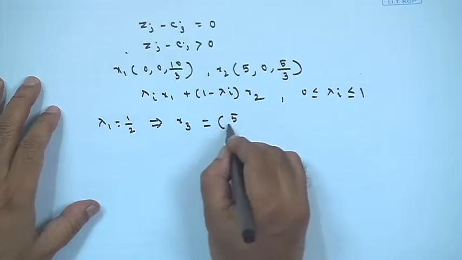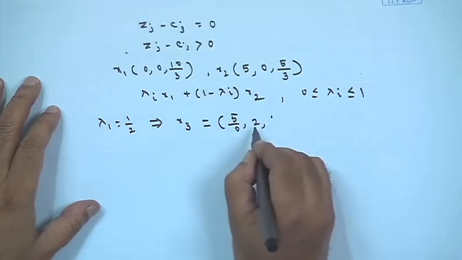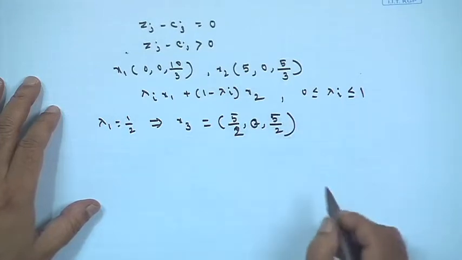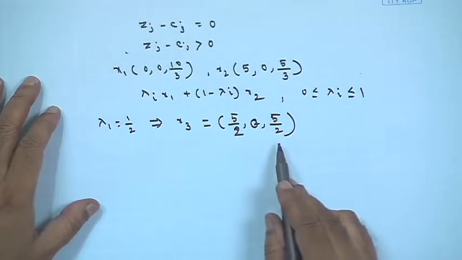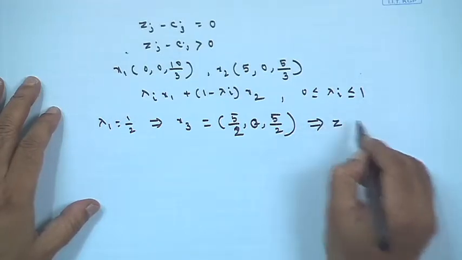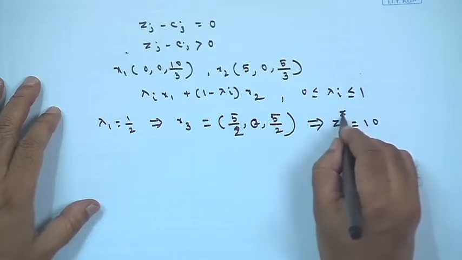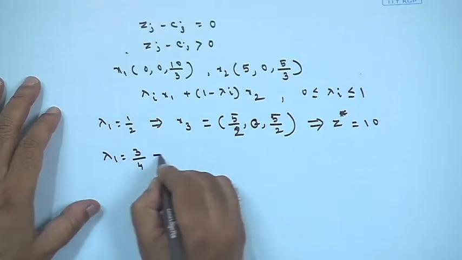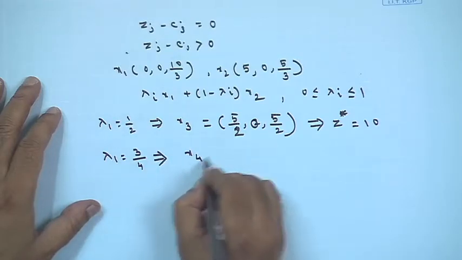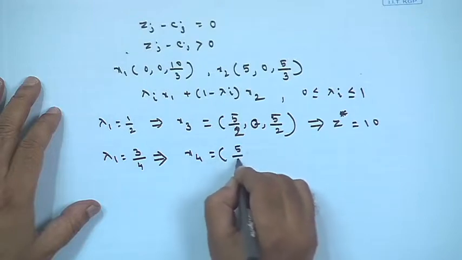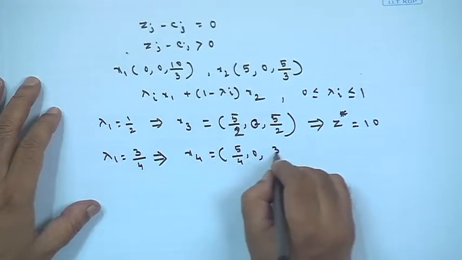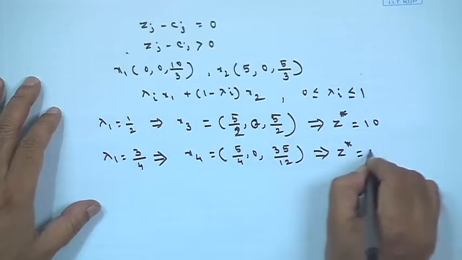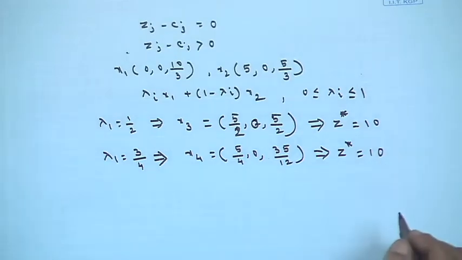I can get 5 by 2, 0 and 5 by 2. This is also another optimal solution and the value of z max at this point will remain the same, that is z star. Or if I choose lambda 1 equals 3 by 4, in that case I can obtain another solution as 5 by 4, 0 and 35 by 12. And in this case also the optimum value of z remains the same, that is 10.